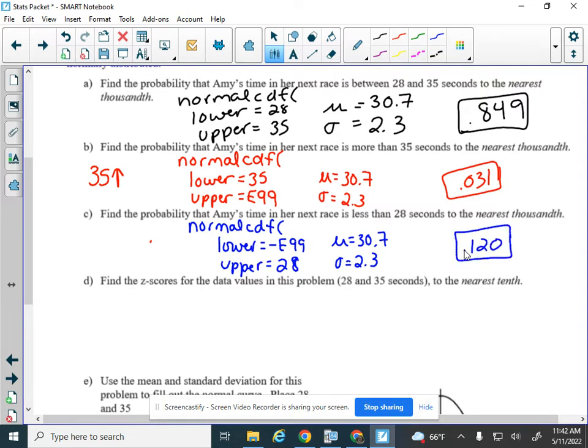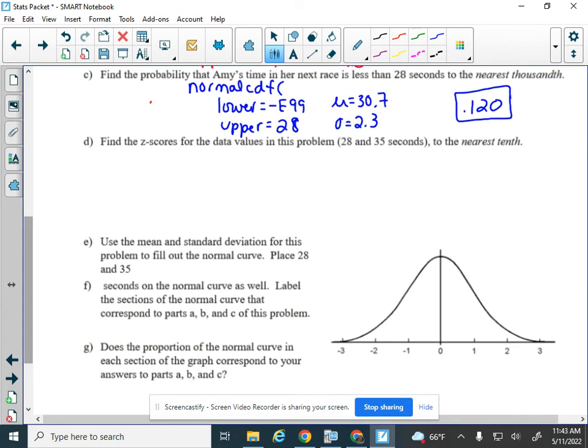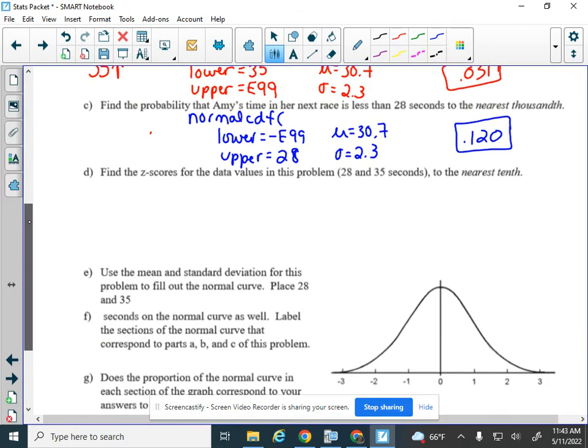Now, we can do normal probability without actually thinking about the normal curve other than the fact that we get to use that on a calculator. But now we're going to connect it back to some stuff we did at the beginning of the unit so we can really get a feel for what's going on. So now we're going to find the z-scores for the data values in this problem: the z-score for 28 and the z-score for 35.